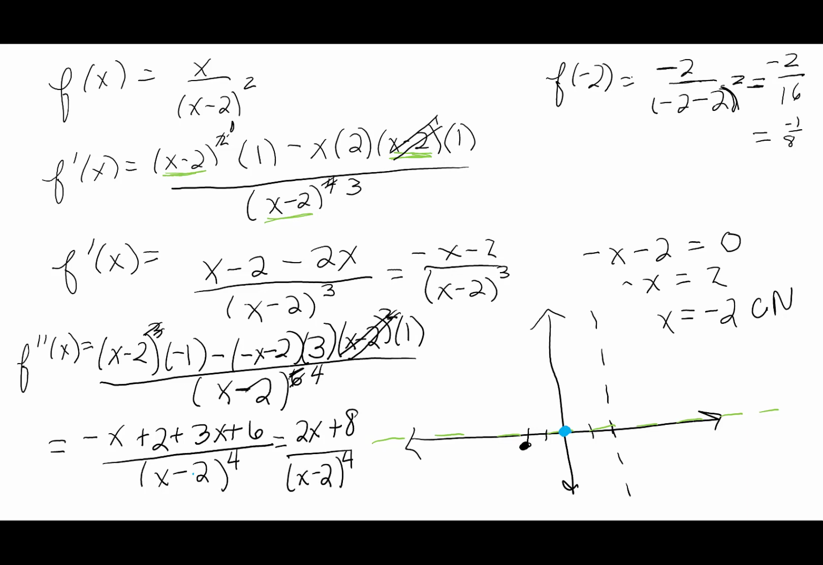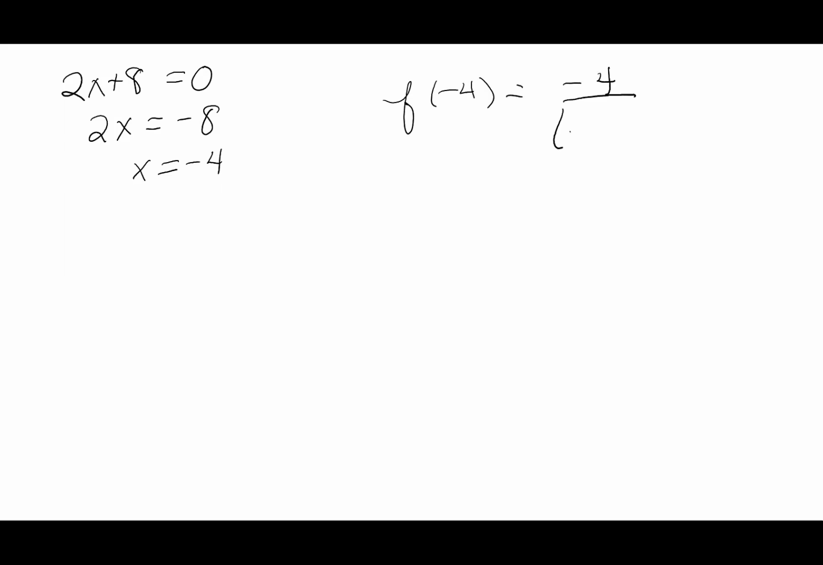We need to look at where 2x plus 8 equals 0. 2x plus 8 equals 0 when 2x is negative 8, which says when x is negative 4. This is our inflection point. To find the y-coordinate, we need to find f of negative 4. We have negative 4 over (negative 4 minus 2) squared. We have negative 4 on top. Negative 4 minus 2 is negative 6. Negative 6 squared is positive 36. Negative 4 over 36 is negative 1 over 9.